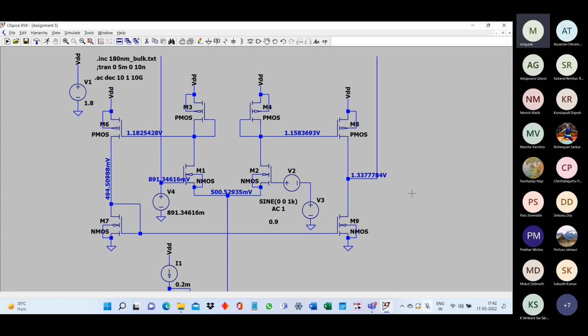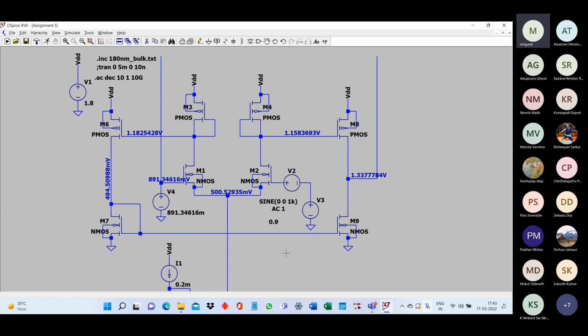So following the same argument, in order to support the same current, the VSD of M8 must reduce and the VSD of M9 must increase, because now you are increasing the VSG of M8 while trying to maintain the same current in M8 with the help of M9. So what is M9's role? M9 is a current source. Its role is to maintain the current given by the M7 branch.